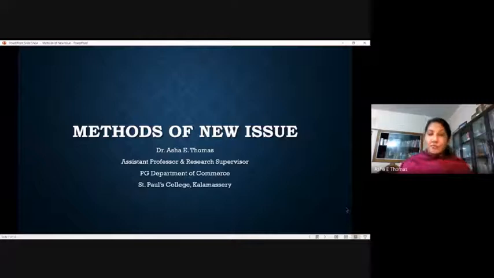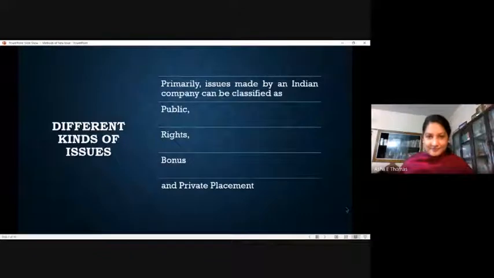So now when they come into the market, into the new issue market, they can come using different methods. That is what we are going to discuss in today's class: what are these methods that are used by companies or corporations when they approach the market for raising their capital or for meeting their financial requirement?